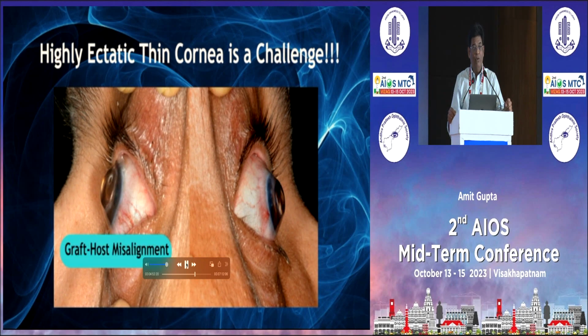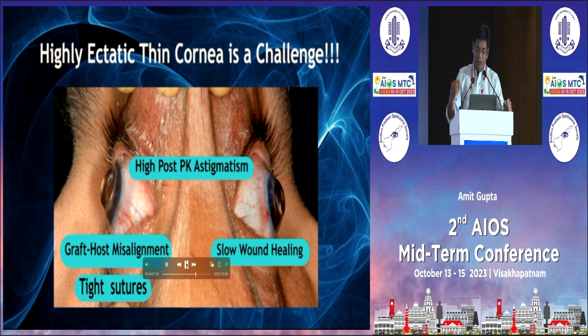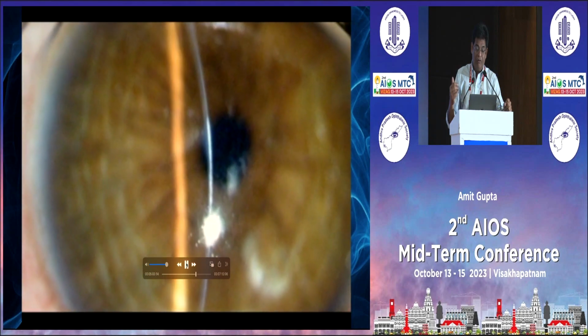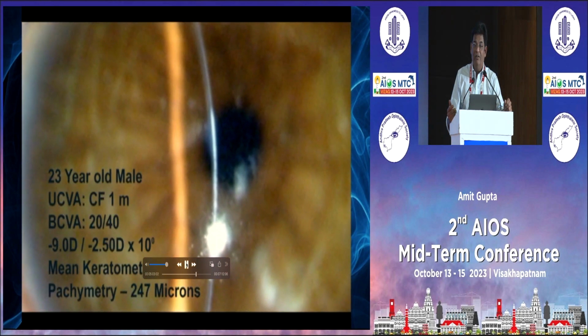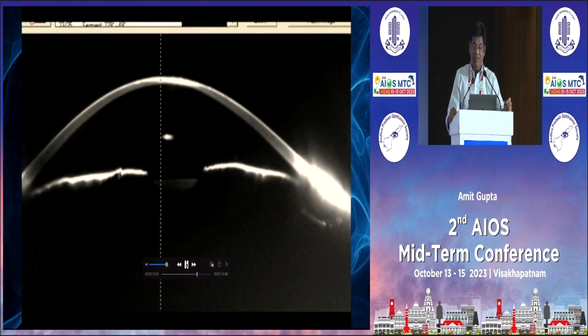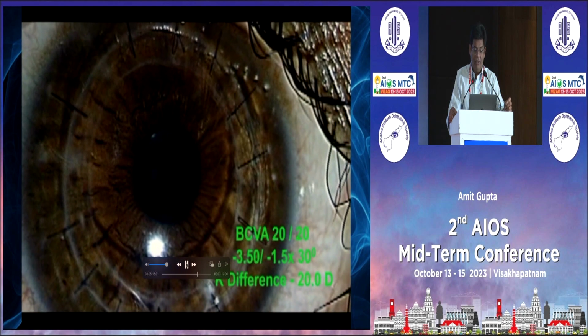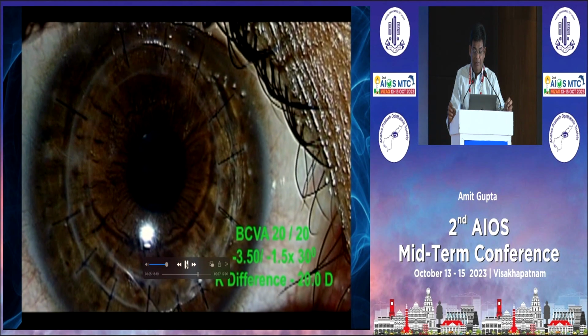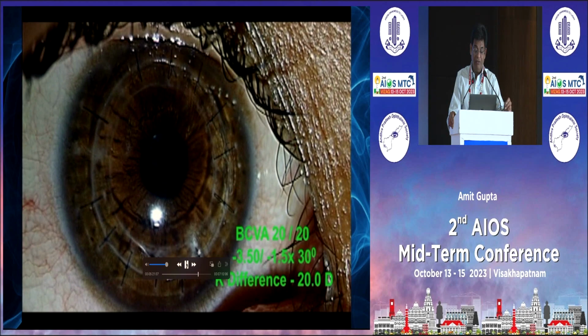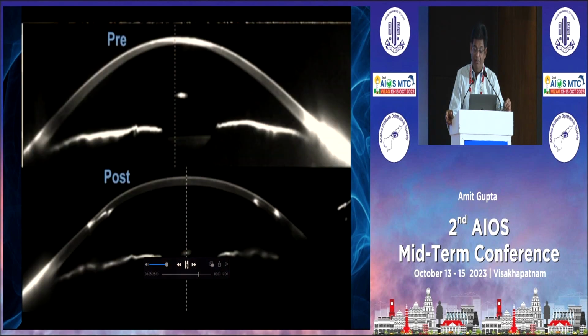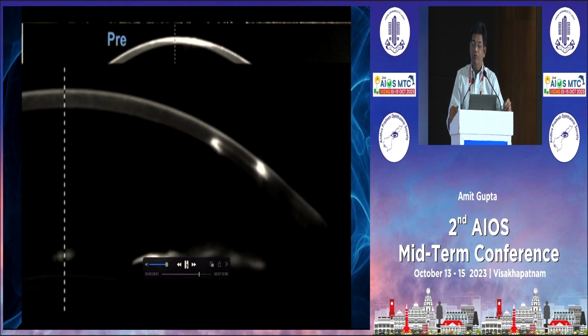I wanted to share my experience, especially in patients with thin and ectatic corneas, where all these issues are more magnified, especially the issue of high post-PK astigmatism, where we have to apply tight sutures. Sometimes there's a leakage from the sutures. In this case, the central pachymetry was 247 microns, a very thin ectatic cornea. The patient was contact lens intolerant. When we performed this surgery, the post-operative refraction was -3.5 with -1.5 cylinder, and the difference of keratometry pre-operative versus post-operative was to the tune of 20 diopters.